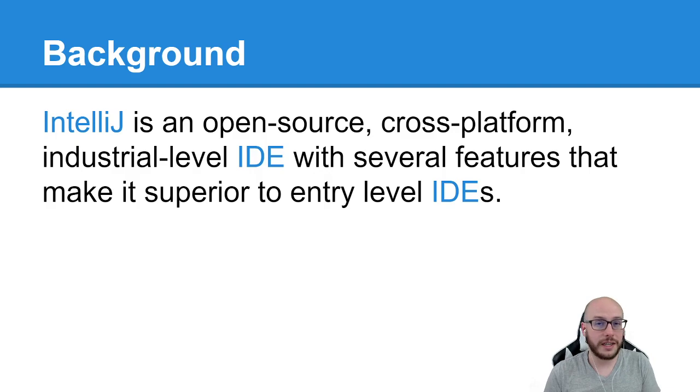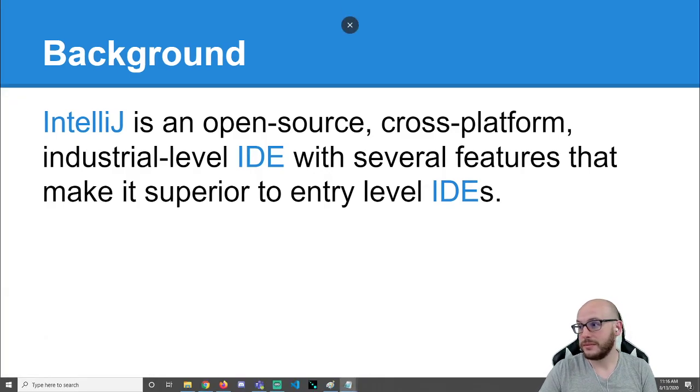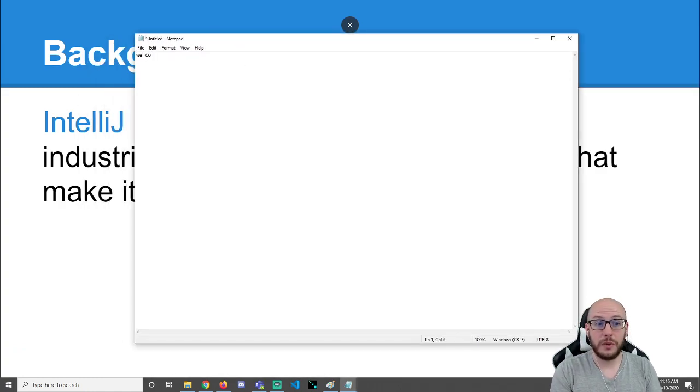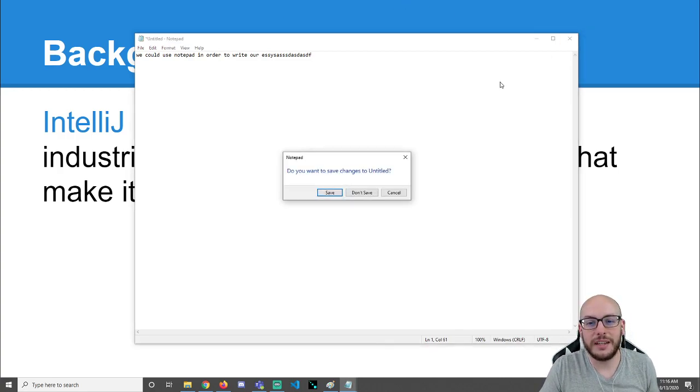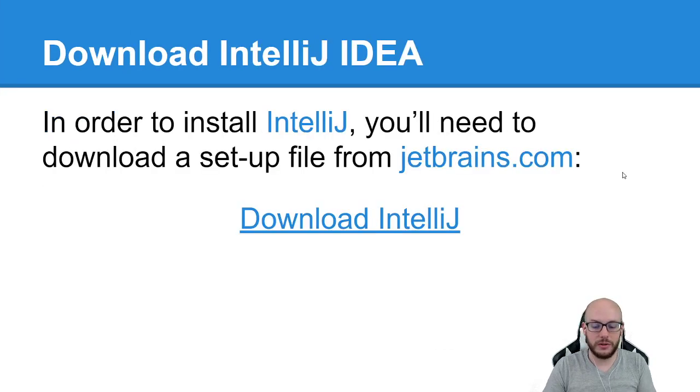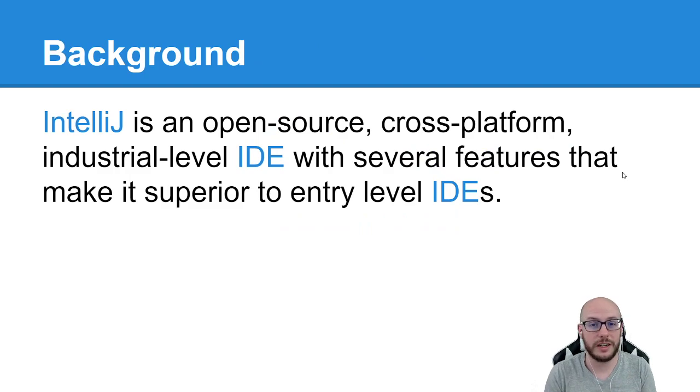What is IntelliJ? IntelliJ is an IDE. That stands for Integrated Development Environment. You don't need to know that. The way I like to think about it is if you want to write an essay, you could handwrite it. You could use Notepad. We could use Notepad in order to write our essays. That would be insane. There is no spell check here. Nobody would do that. Instead, we use a more advanced word processor, something like Microsoft Word or Google Docs, whatever's available to you.